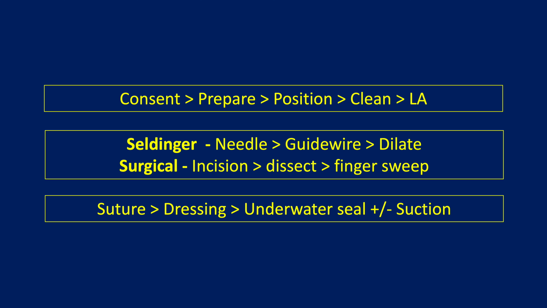The Seldinger technique involves inserting a needle into the pleural space whilst aspirating for air. Once confirmed, advance a guide wire and dilate. Conversely, a surgical technique requires incision, blunt dissection with forceps through the intercostal muscles, and a finger sweep prior to inserting the drain.